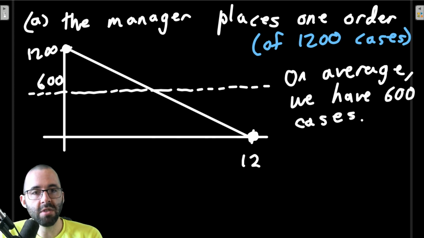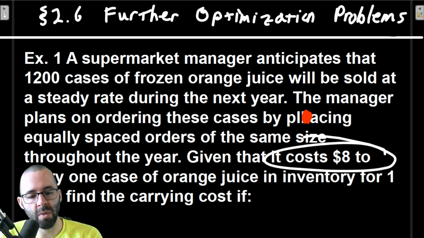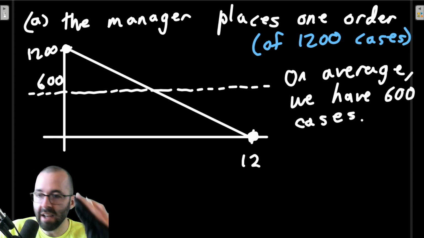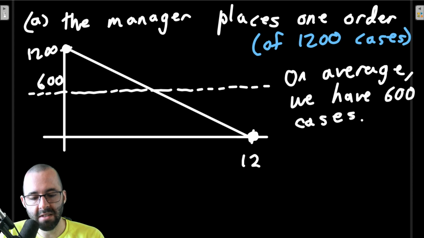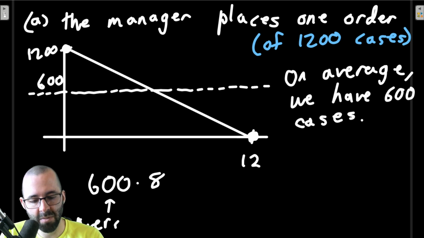So instead of being 1,200 times 8, because again, remember, $8 for one case for the whole year. So if it is there the whole year, it'll be $8. But if it's only for half the year, it'd be $4. So we're just going to multiply it by the average number of cases we have stored. Okay, so the carrying cost is actually going to be 600 times this. Or again, this is the average in inventory.